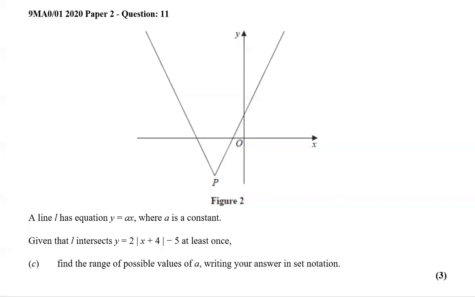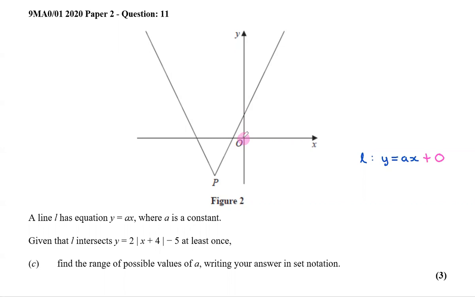Now, for the final part of this question, we're told we have this line L, which has a gradient of A. And more than that, it doesn't have a positive or negative y-intercept. It actually passes through the origin. Okay, it's just y equals ax. So that tells us something important, that it passes through O. So let's just indicate that on our diagram here. That's where L passes through, because it doesn't have a plus C that we can say anything about other than 0. Now, we're told that L intersects our modulus graph at least once.